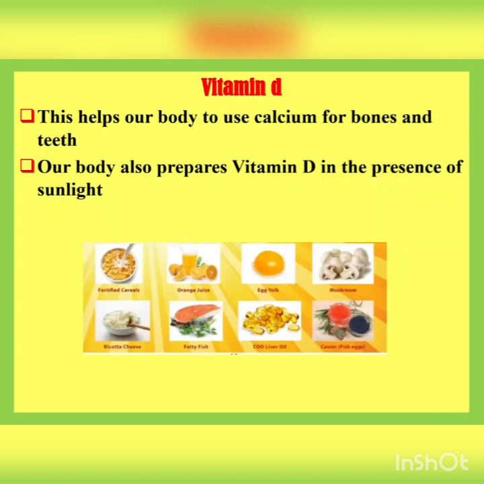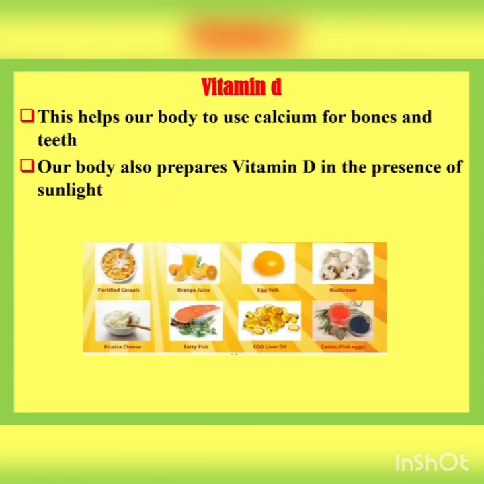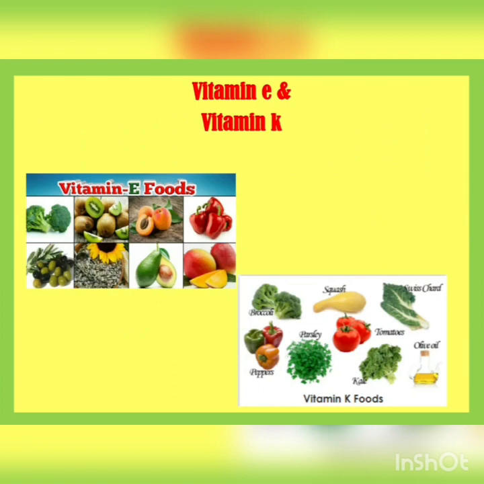Also, vitamin C is a vitamin that gets destroyed while boiling. Overboiling of the food destroys this vitamin C. Okay, vitamin D is over. Next is vitamin E and vitamin K. These are some of the sources of vitamin E and vitamin K. Just go through that picture itself.